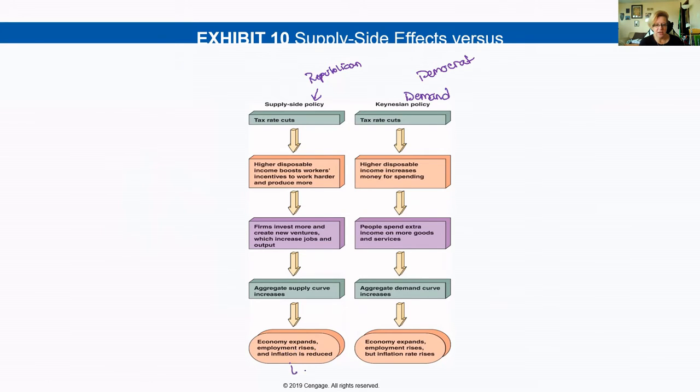So inflation reduced. Here, inflation is an increase. So is one better than the other? And the answer is no. It all depends on the situation that we're in.